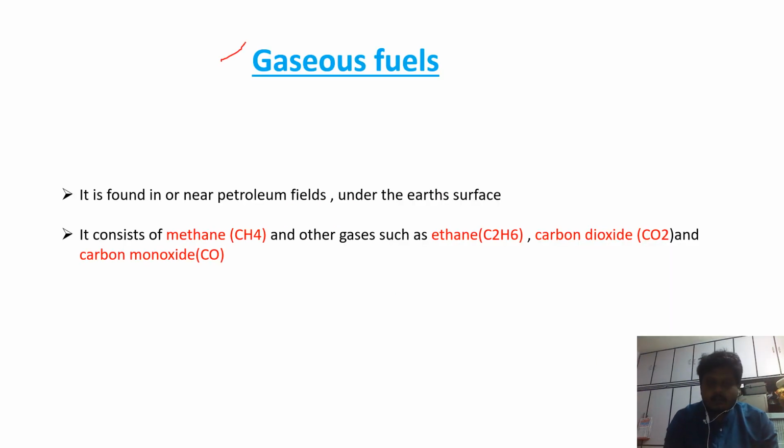We have seen solid fuels and liquid fuels. Now let us see gaseous fuels. These types of fuels can be found in petroleum fields under Earth's surface. This type of fuel generally consists of methane and other gases such as ethane, carbon dioxide and carbon monoxide.